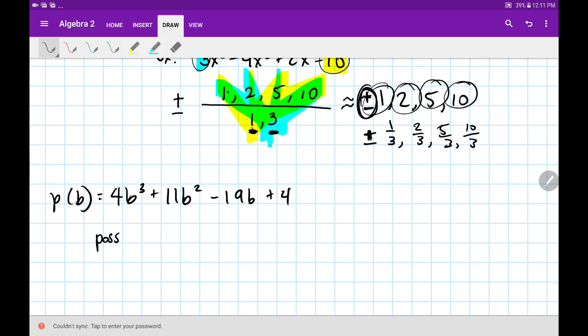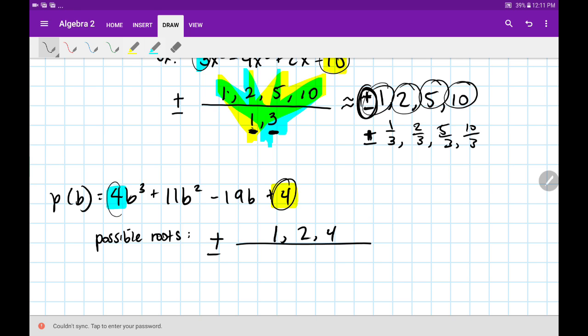Okay, so possible roots would be plus or minus, and I'm going to list all the factors, all the numbers that go evenly into 4. And in the denominator, I'm going to put all the numbers that also go evenly into 4. So in the numerator, 1, 2, and 4, that's for this guy.